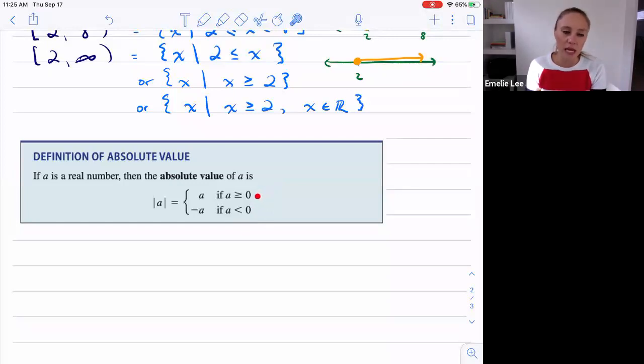So the output behaves differently depending on what's inside here, right? So if A is positive, it'll just give you A. If A is negative, right? So if you've got a negative number in here, it actually takes the negative of that negative number, which makes it positive, right?